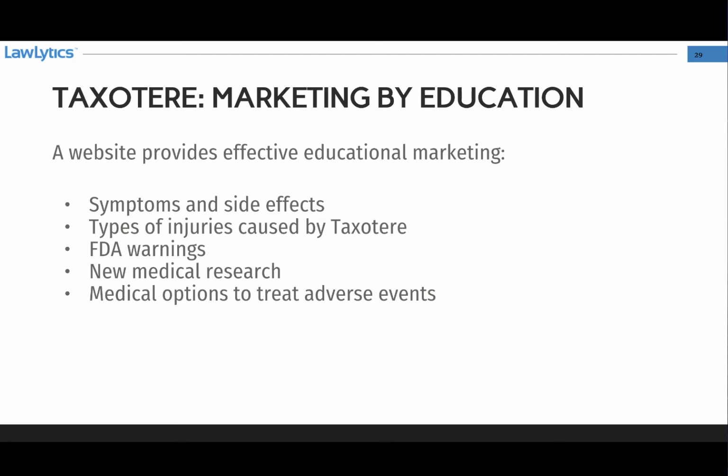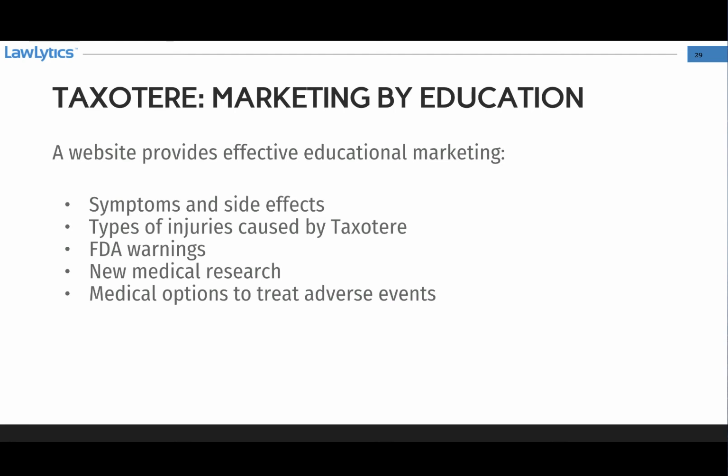So trying to rank for things like Taxotere attorney or trying to buy PPC for that keyword, those things probably aren't going to make a lot of sense and aren't necessarily an efficient use of your time or your marketing budget. The best way to reach these potential clients is by providing a lot of useful, relevant information on your law firm's website that covers the points that you see here.